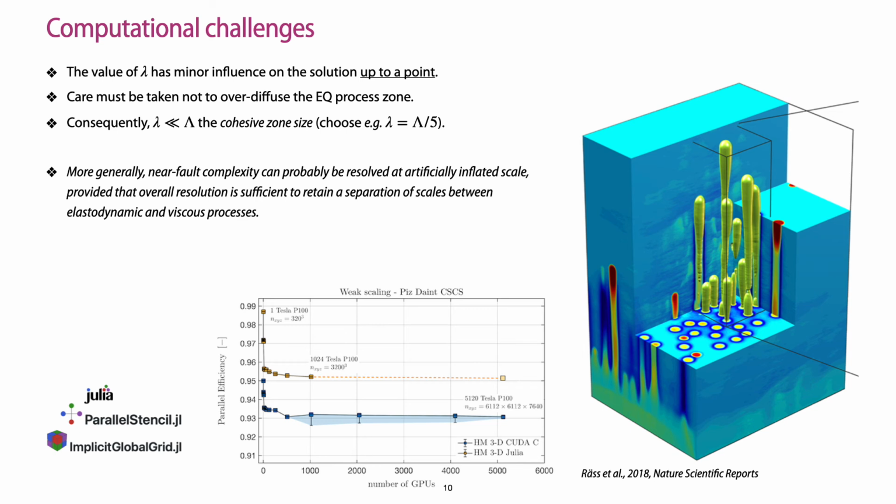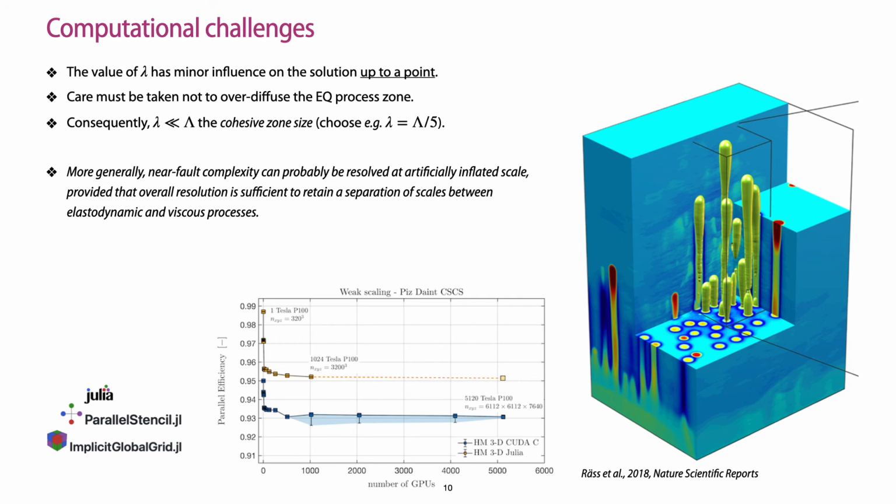I wanted to expand a bit more on the computational challenges that we're facing when upscaling these simple models and the techniques that we're working on to defeat those issues. As I've said, the value of lambda has minor influence on the aggregate results up to a point. In fact, in simple one-dimensional models, the value of lambda does not have any influence at all, as it simply represents a scale factor of the coordinate axis. In higher dimensions, however, the situation is more complicated.